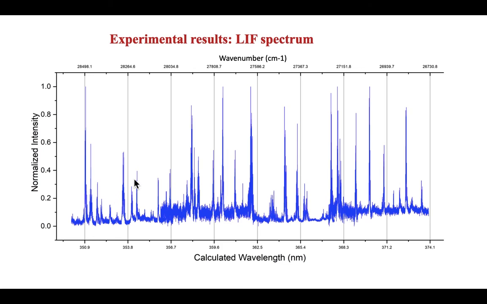Now I will explain the experimental results that I got so far. Here the graph is showing the LIF spectra of photolysis of allyl ether under jet expansion conditions. Here the bottom axis is in wavelength and the top axis is in wave number. Also, the y-axis is denoted by normalized intensity.